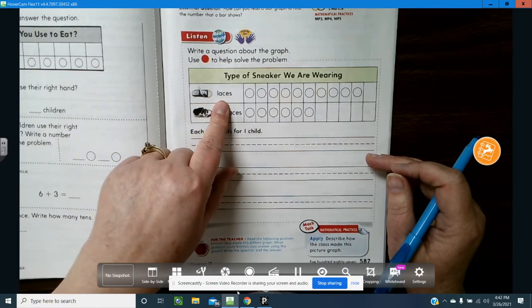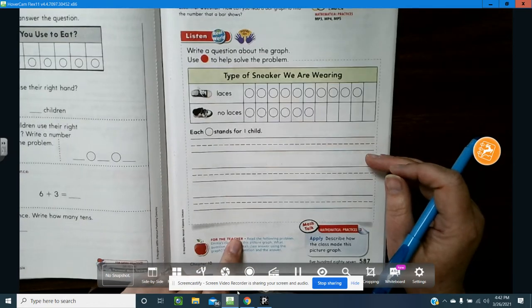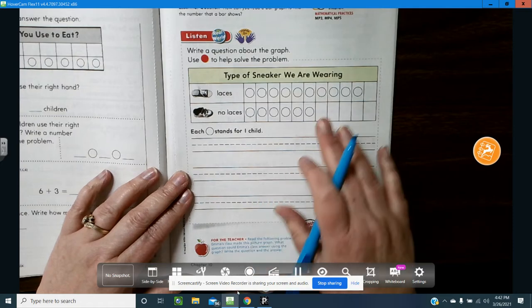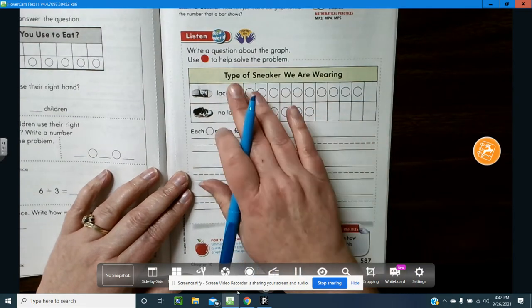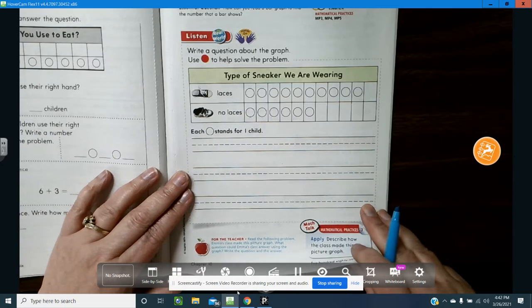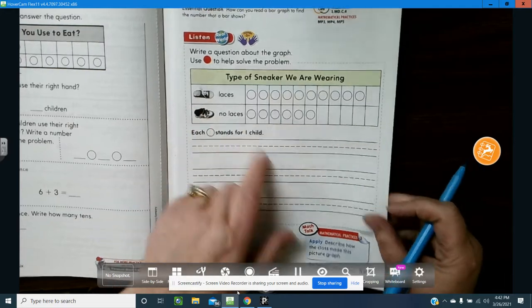How many children had laces? How many children had no laces? I'm not going to write all of those questions down here, but you could fill this in with questions that you could ask about what kind of sneaker they were wearing today. That was an interesting graph of their class to see how many children had laces and how many children did not.